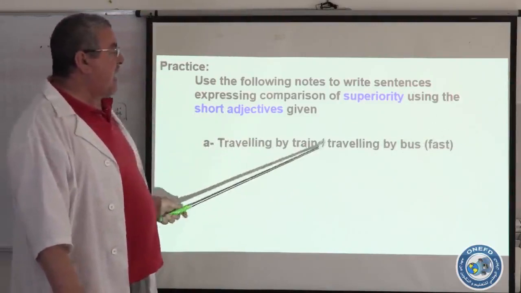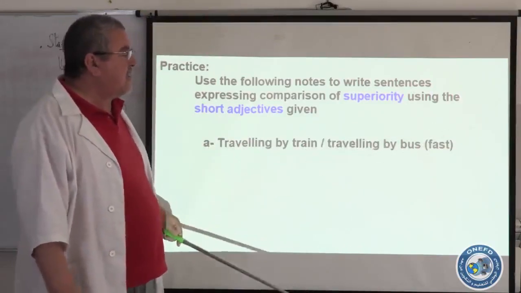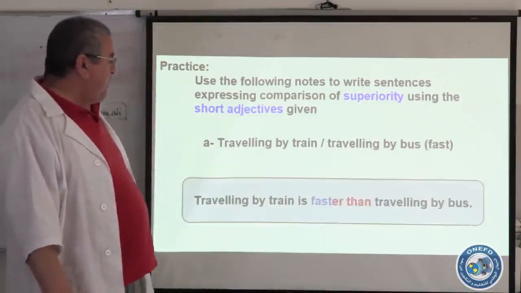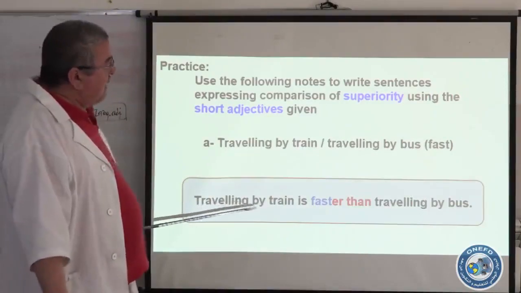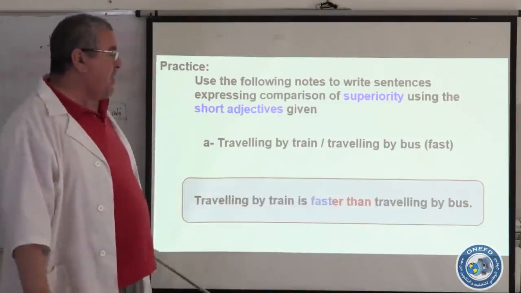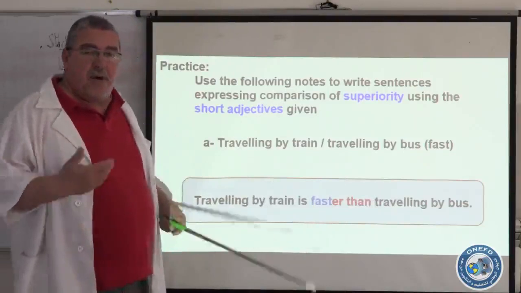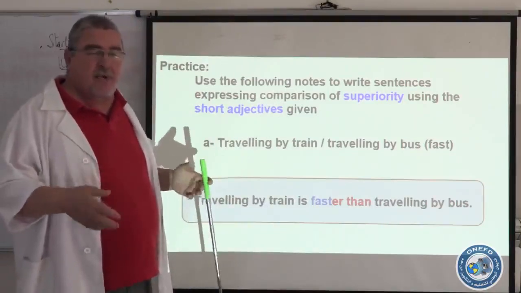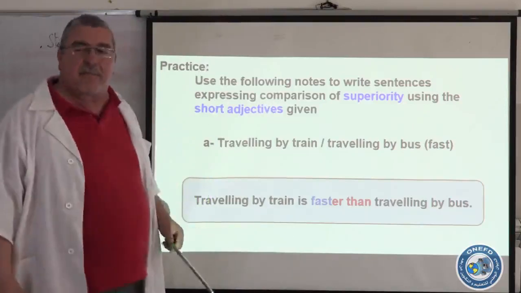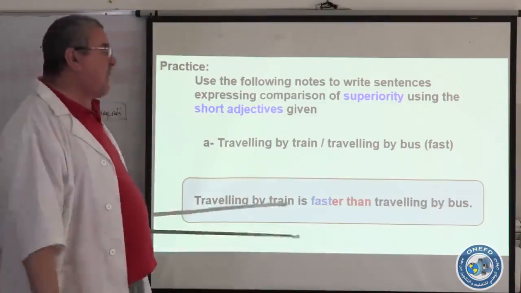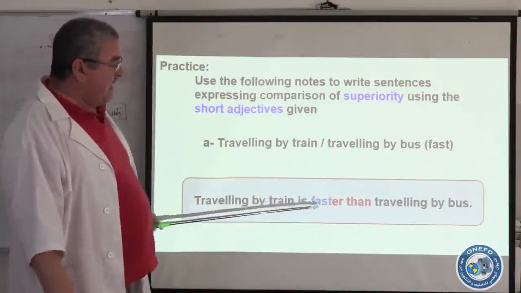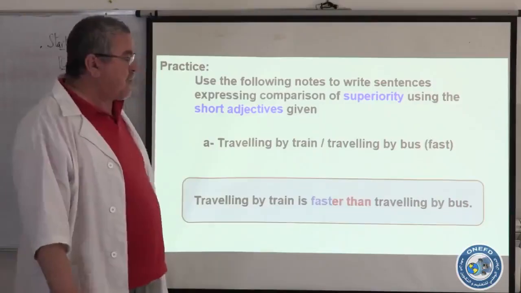Traveling by train and traveling by bus. We are talking about speed. Traveling by train is of course faster than traveling by bus. You all know that buses are most of the time taken in traffic jams and so on. So this is why traveling by train is much faster in fact than traveling by bus or by car. Traveling by train is faster than traveling by bus.